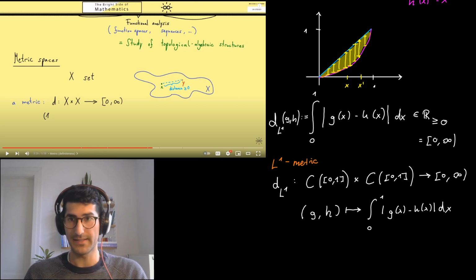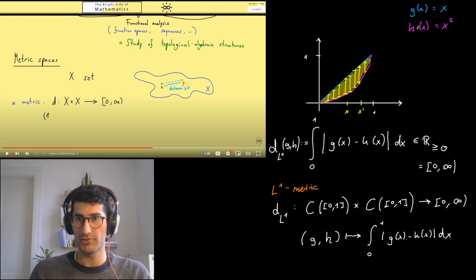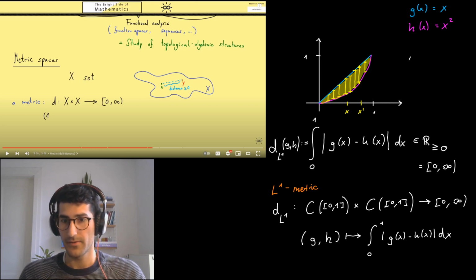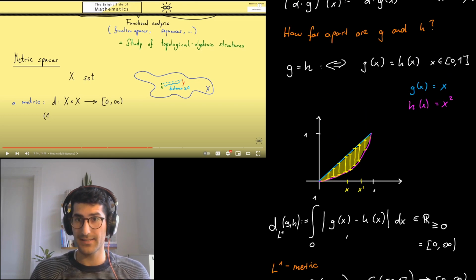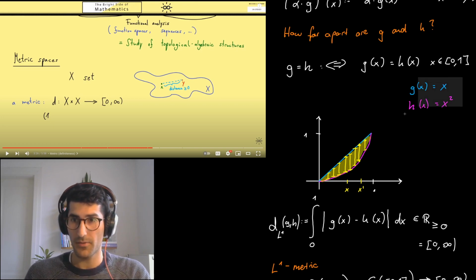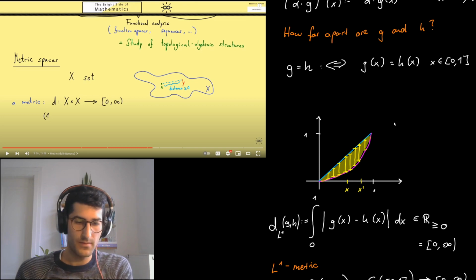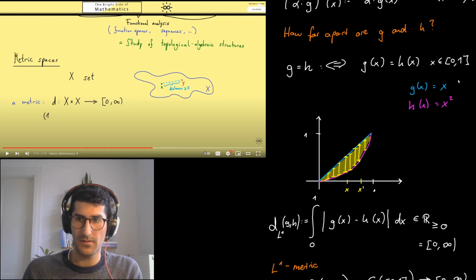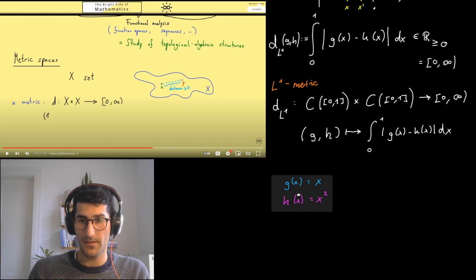So in the above example, with our functions g and h here, we could just calculate the distance in order to answer the question: how far apart are g and h? Let's just do it. I copy this here, and for this example, let us calculate the distance.